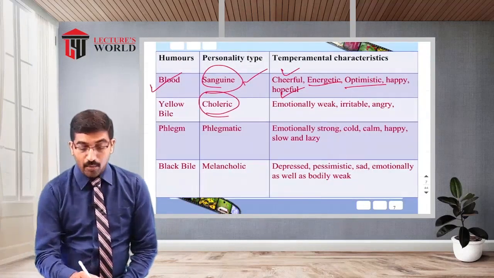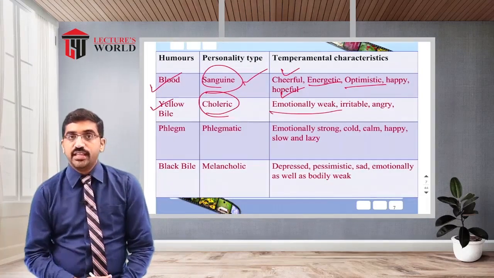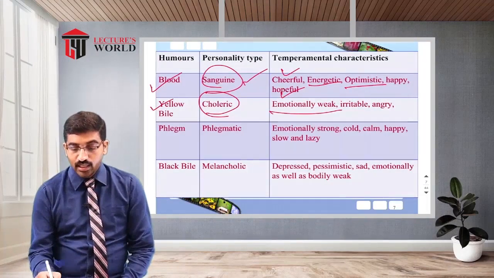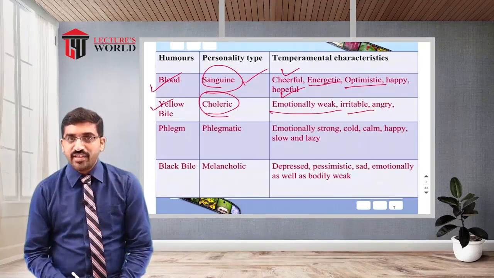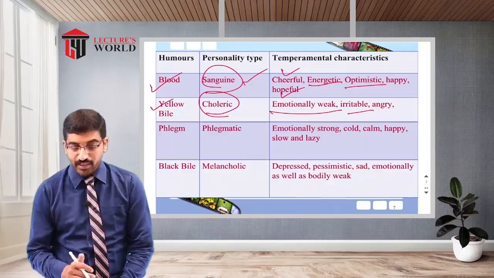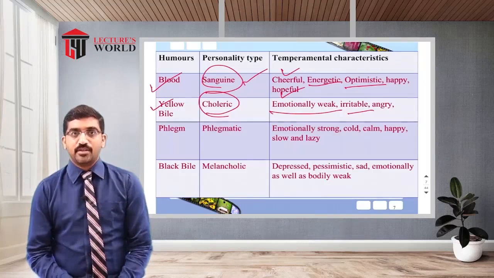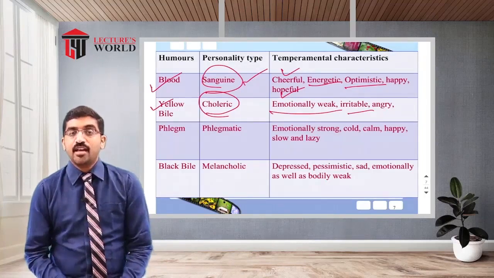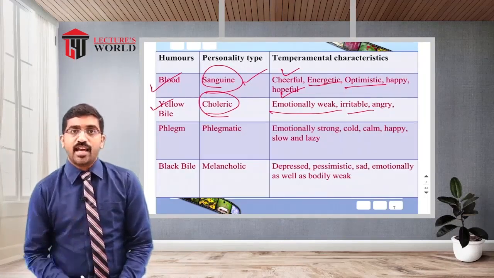Yellow bile, the yellow bile color, that is the choleric personality. They are very much weak. They are emotionally down. They are irritable characteristics. They cannot accept everything. They are very angry personality. So do you have anybody in your life, or are you coming into this choleric personality? Then also it is not like a bad thing, because we have been like that only, but still we can change some personality. Personality cannot be changed in a fullest way, but some form we can be changed.